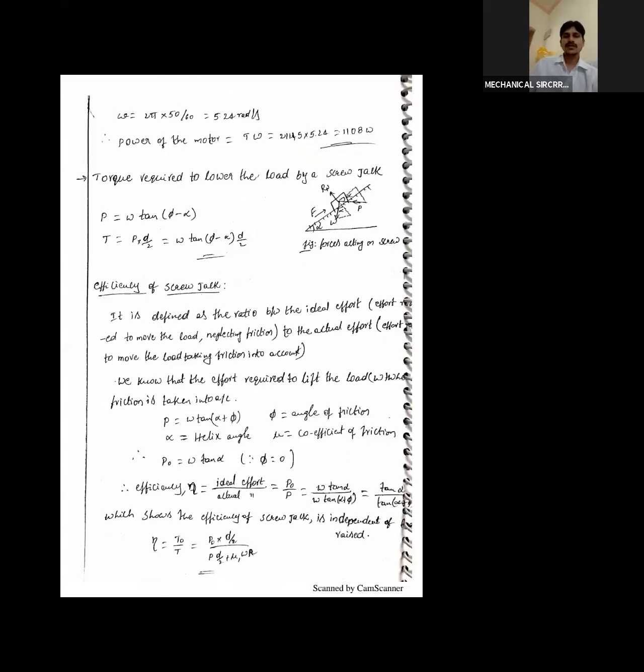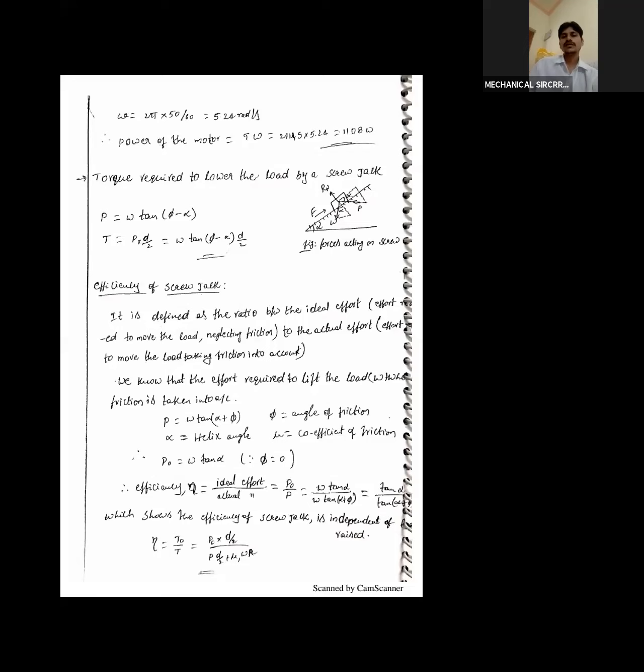P equals W tan(phi minus alpha). And the torque value is P into d by 2, force into distance. The force value is P, and d by 2 means the diameter of the screw thread. So that is the torque value.